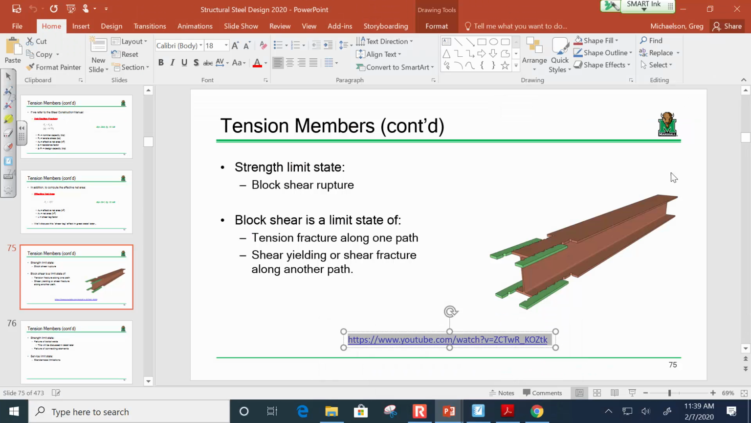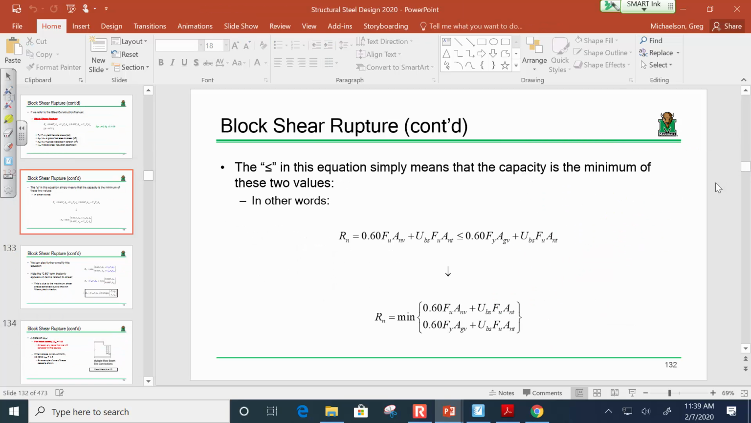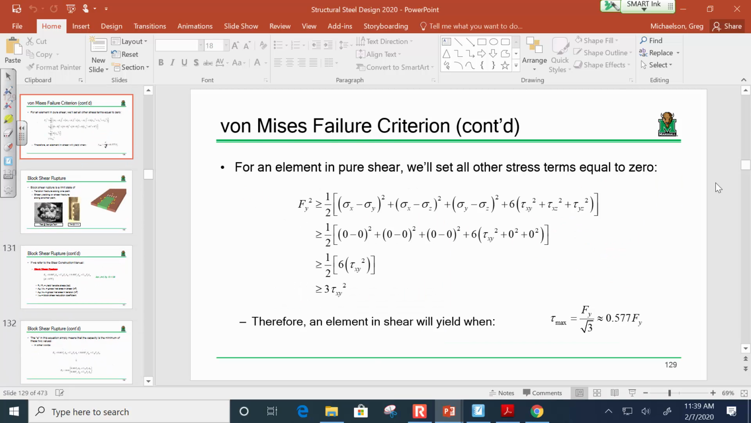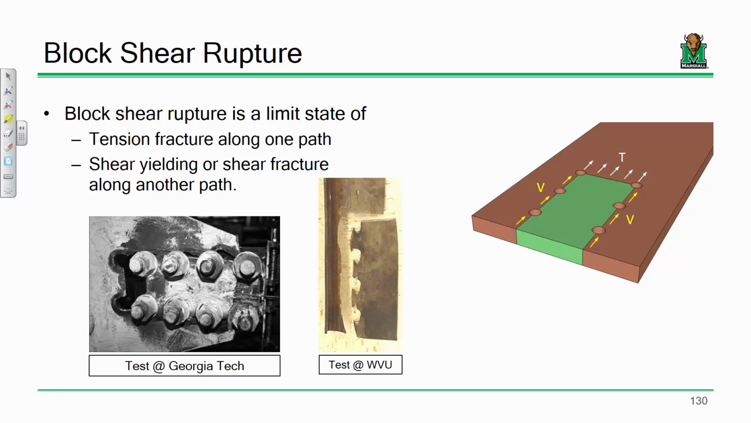So, go back to slide 30. And so what happens is you have a combined failure path where you can have shear yielding or shear fracture along one path and tensile fracture along another path. And there are some other images from the test at Georgia Tech and the test at WVU where you can see the result of that type of failure.